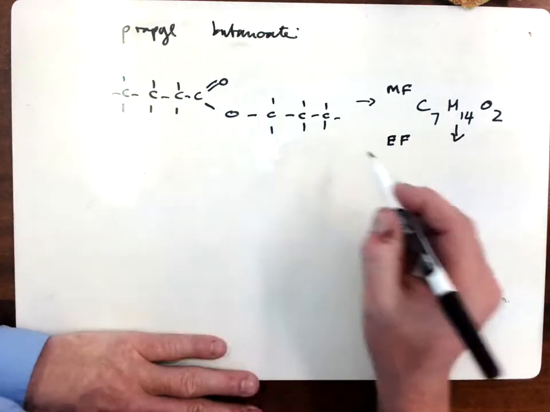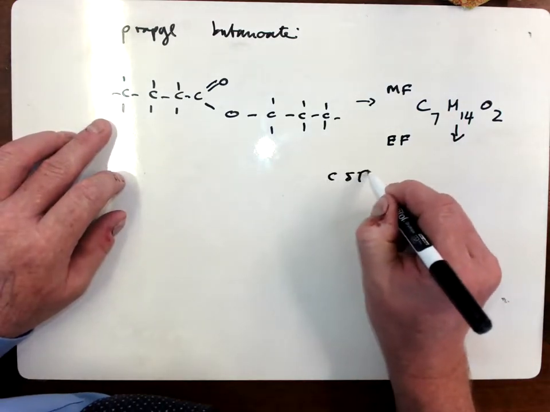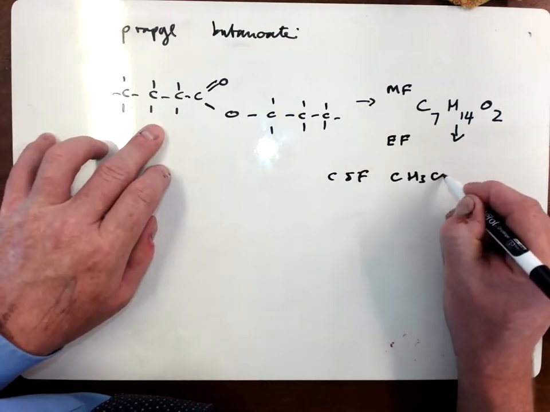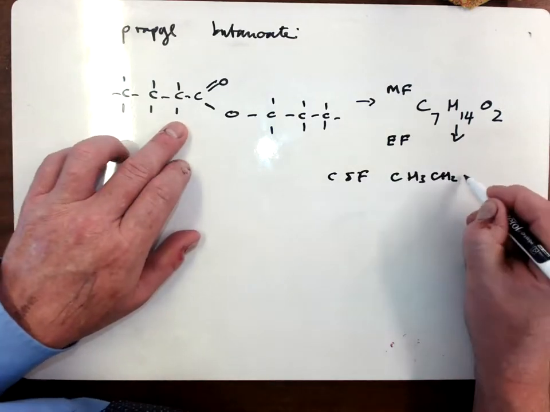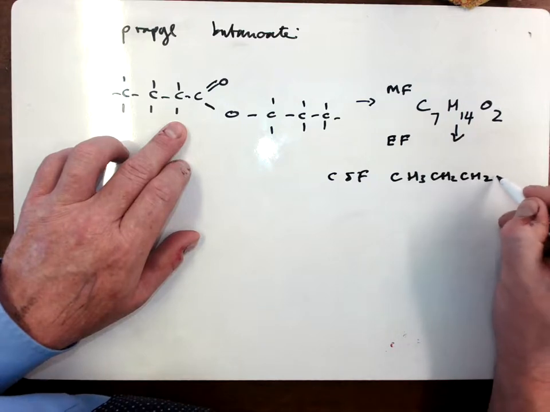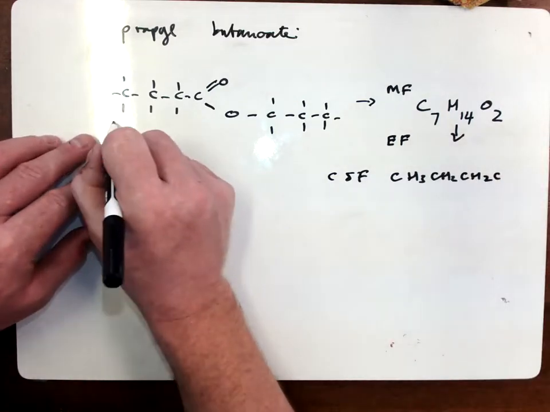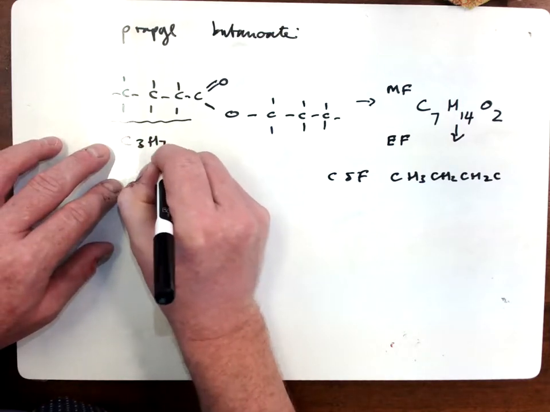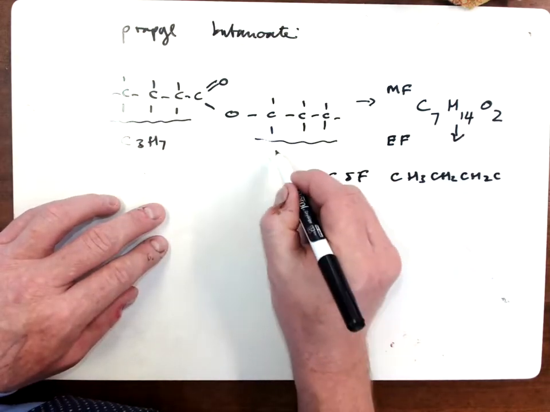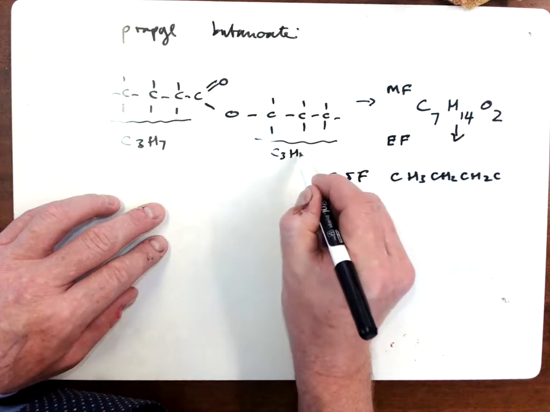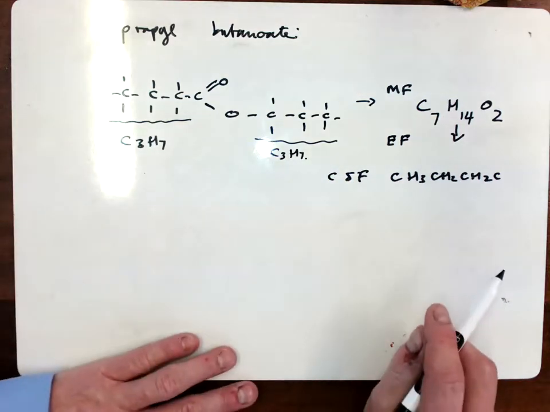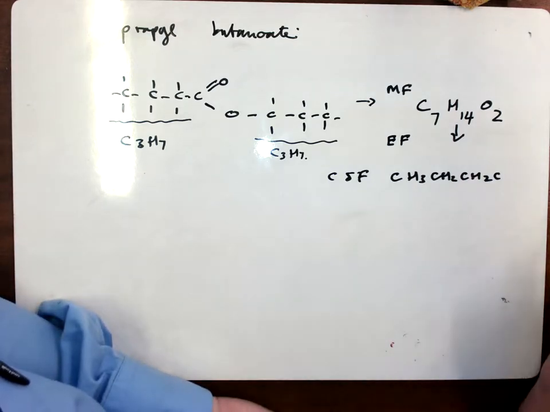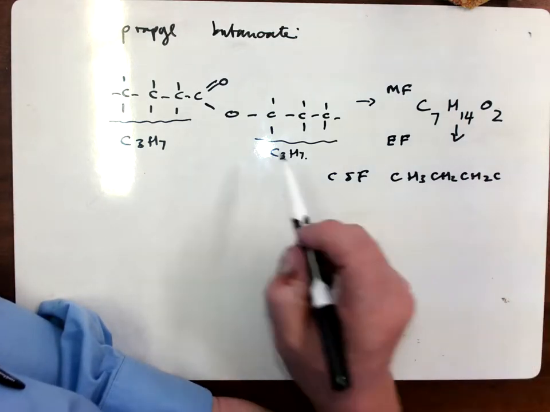Condensed structural, so we go CH3, CH2, CH2, C. Now, sometimes this could be abbreviated down to a C3H7. Likewise, this could be abbreviated down to a C3H7, and you'll see that on occasion. I don't really like doing it for this level, to be honest. It can end up getting very messy and very confusing.